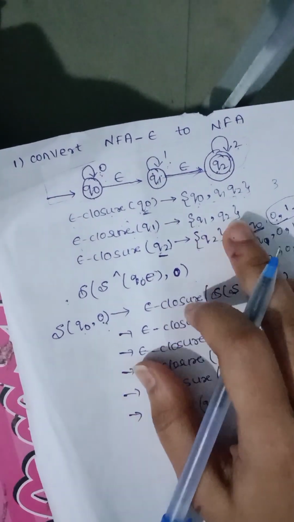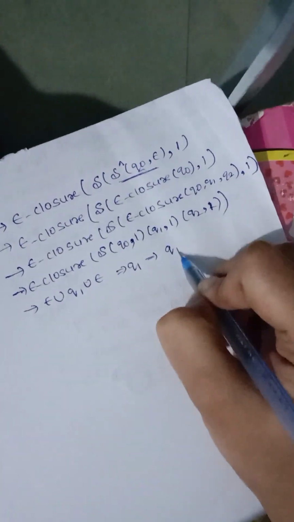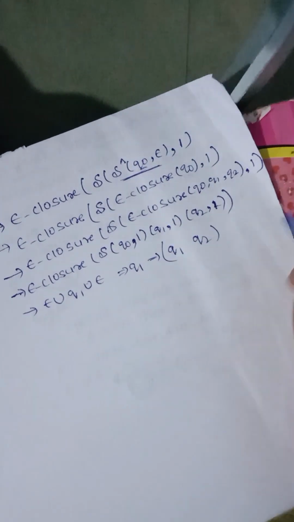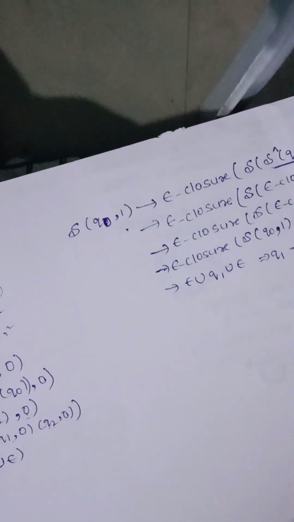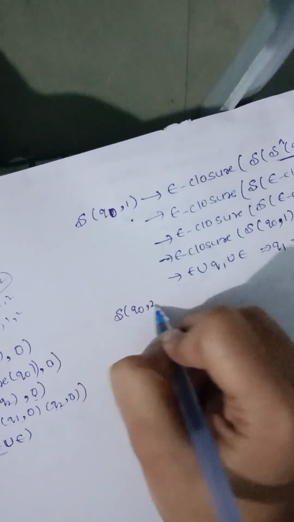q1 means, what does q1 have? q1 and q2, so we will write q1 and q2. This is the answer for q0 with 1. Now we will check q0 with 2.